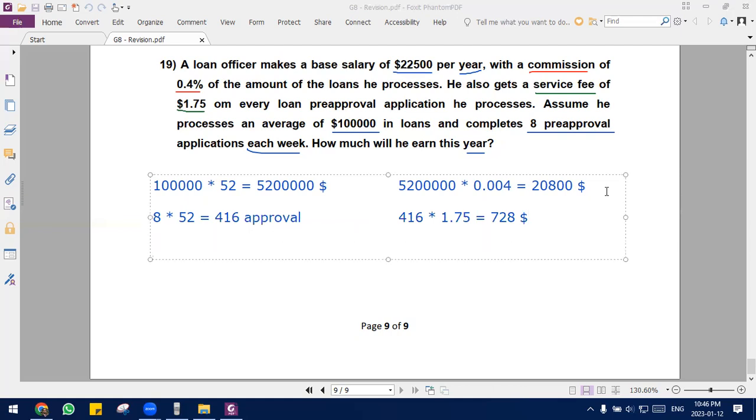Now we need to find his total earning in a year. So we add his base salary plus the commission that we found and the fee. And the answer is 44,028, and don't forget the unit, dollars.